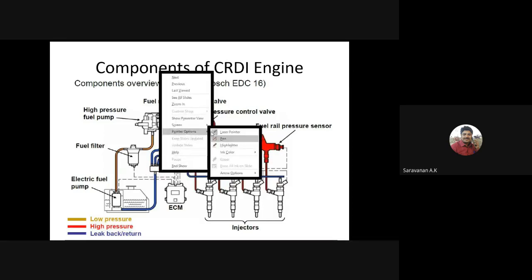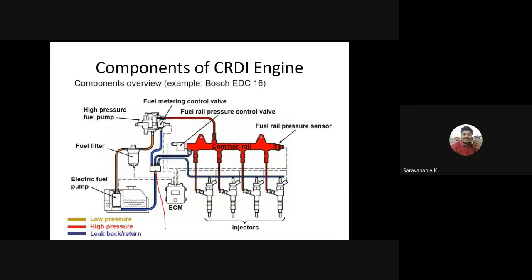This cooler cools the oil. When the high pressure fuel is sent back to the tank, while sending the high pressure fuel it will surely have some high temperature. So we require a cooler to cool the high pressure fuel, and the cooled fuel will be sent back. These are the leak back or return passages.